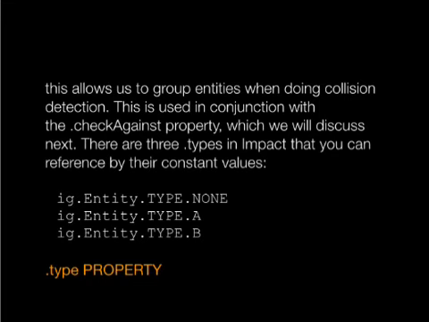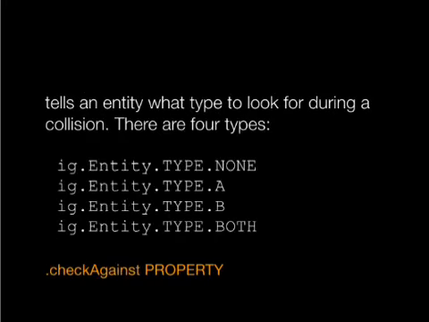So the first property is one called type. The way that Impact works is that you basically have two groups, or three technically. You have none, where it will ignore any type of collision detection altogether. You have type A, where it will look for anything of type A. Type A is usually how I consider good guys, and type B is bad guys. If you have a player and a monster that's looking for the player, you want your monster set to type B and your player set to type A. Then, in the next property, check against, we tell our entities to look for each other.